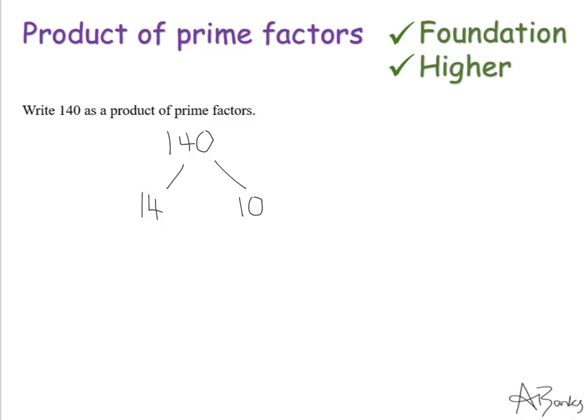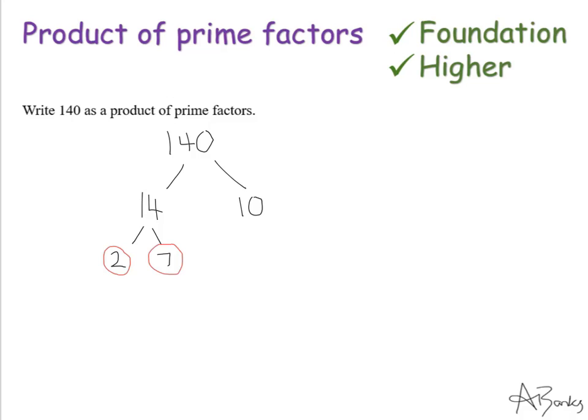This 14 here can split up further into, well, I can think of 2 and 7. Now both of those are prime, so I'm just going to circle both of those numbers because they're sort of dead ends. I can't go any further there. I've reached a prime number.